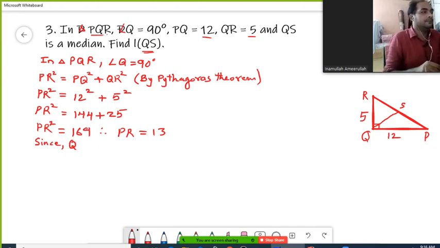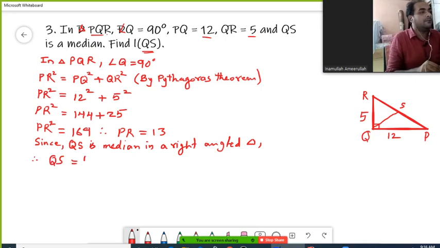Since QS is the median in a right angle triangle, therefore QS should be half of the hypotenuse PR. And here we can write the reason.